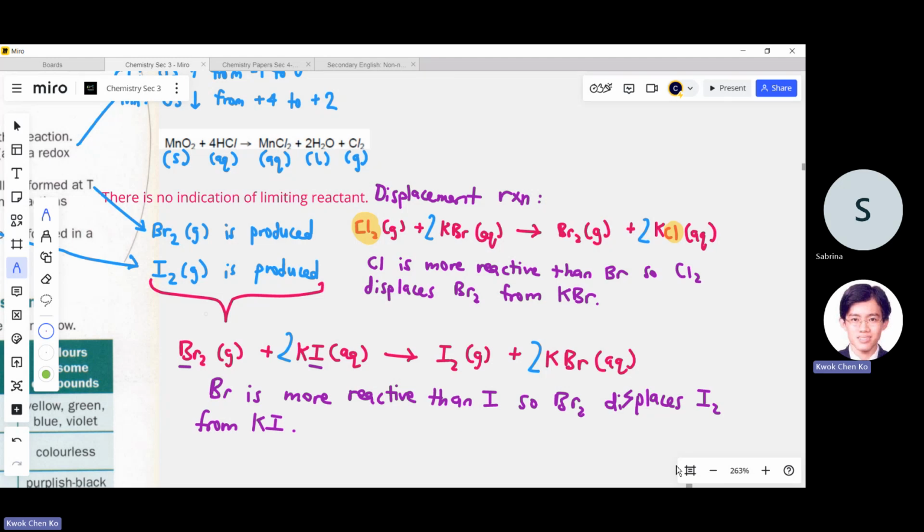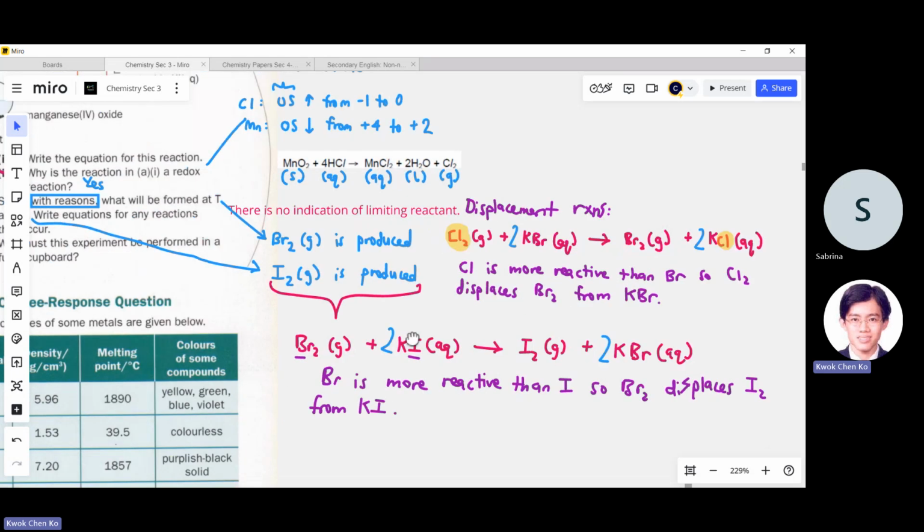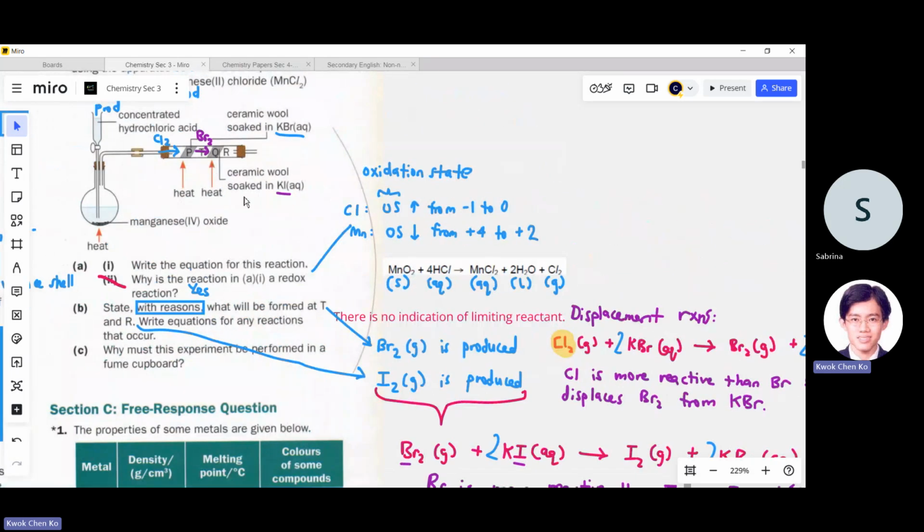Oh, of course, not surprisingly, that is also a displacement reaction. These two are displacement reactions. Try to remember this. I can bet you it's going to come up. Displacement somehow. Probably something like this.